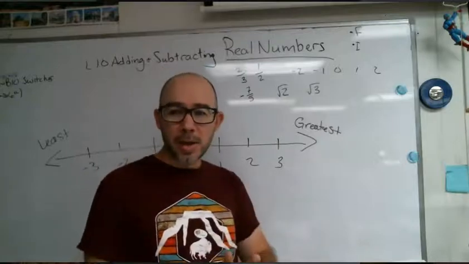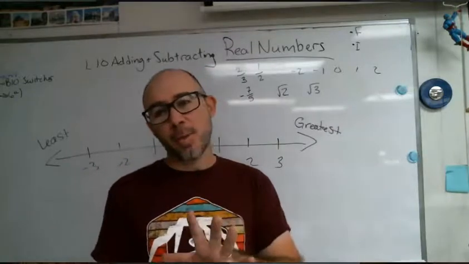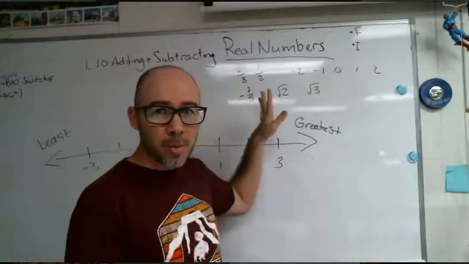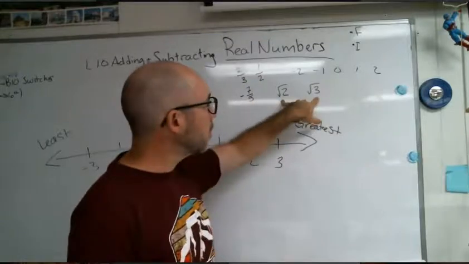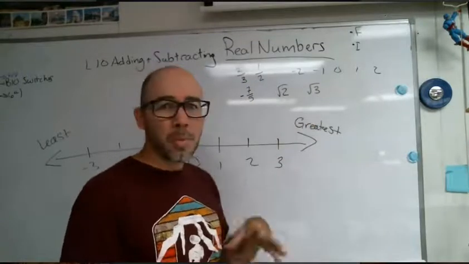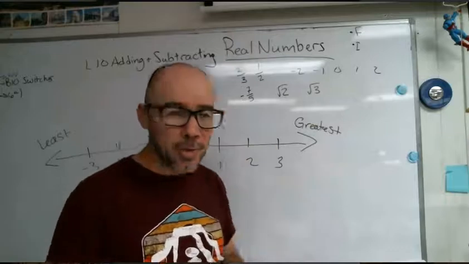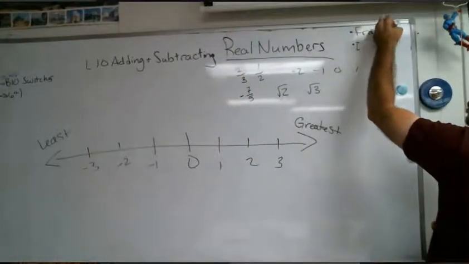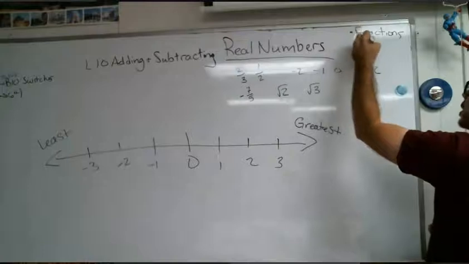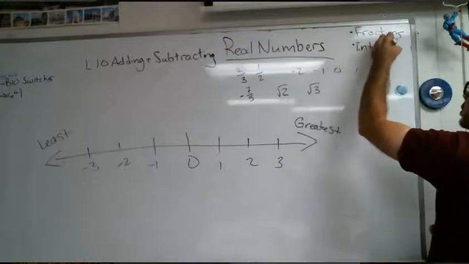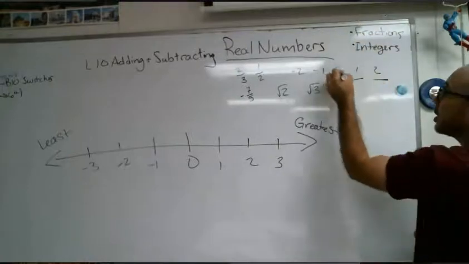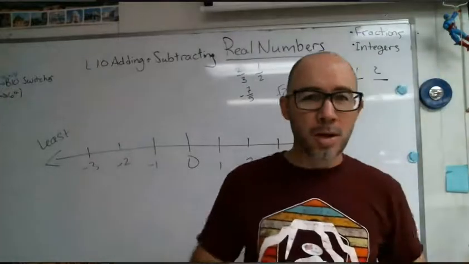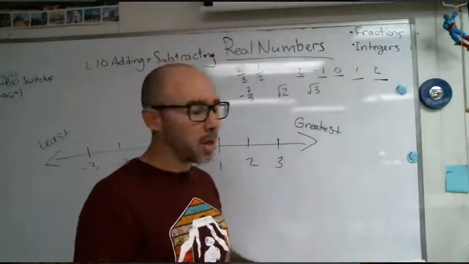So today, the main types of numbers that I want to think about that are real numbers that we're going to be playing around with would be positive and negative fractions and integers. Integers are like our counting numbers and our negative numbers, opposites.